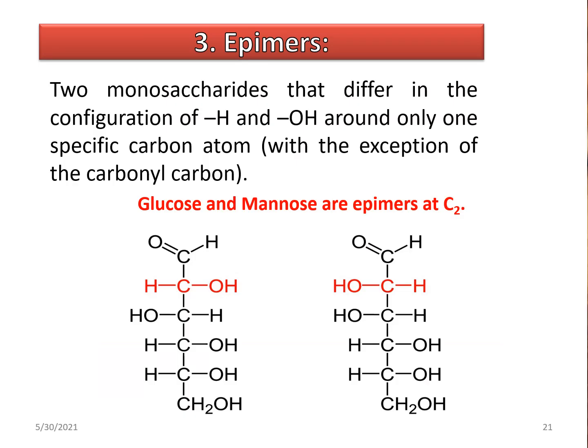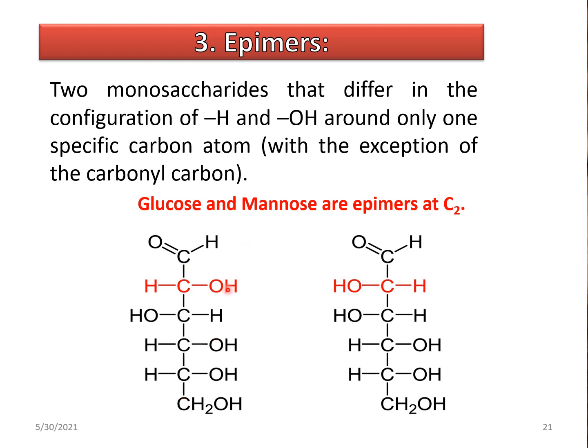The third type of isomerism is the formation of epimers. And by epimers we describe 2 monosaccharides that differ in the configuration of hydroxyl and hydrogen around only one specific carbon atom apart from the carbonyl carbon. Let us give examples of epimers.